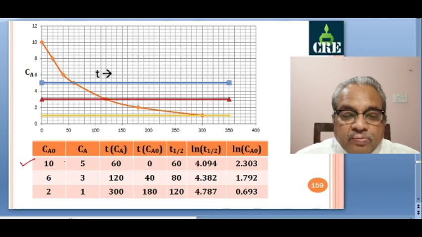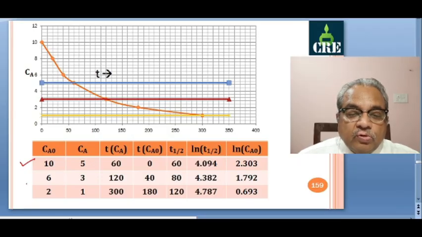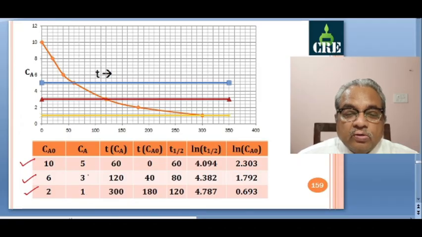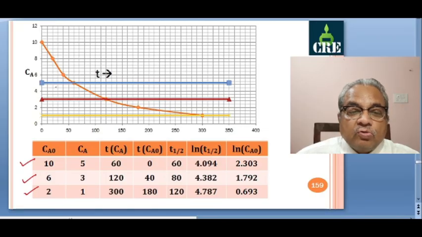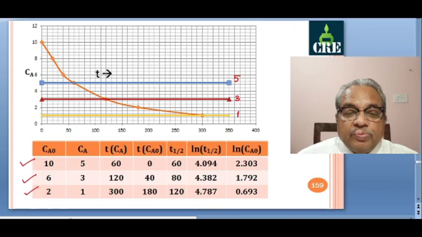So CA0 is equal to 10, half life for 50% conversion, so CA will be 5. For CA0 is equal to 6, CA will be half of this, 3. CA0 is equal to 2, CA is 50%, that is 1. So these points are marked here. This represents CA is equal to 5 here, then CA is equal to 3 here, and CA is equal to 1. So these lines parallel to the x-axis represent our CA values for half life, 50% of the conversion.